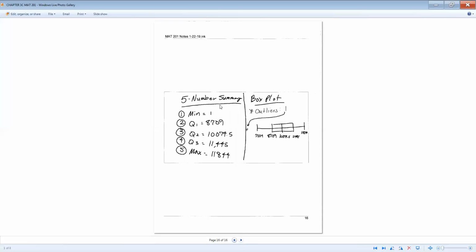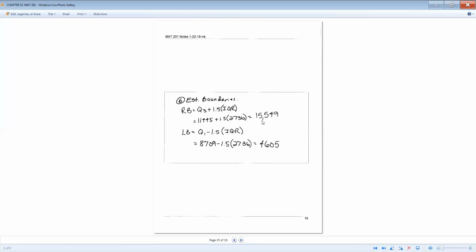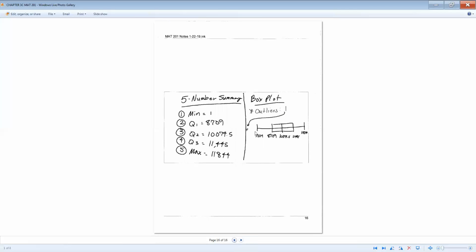So my 5-number summary: my smallest value is 1, 8709 is Q1, 10,074.5 is Q2, 11,445 is Q3, and the max value is 11,844. Now, are there any outliers? The answer is yes. When you go back, as far as 15,549, we don't have any values that are greater than that, but we do have one value that's less than the 4605, and that's the 1. And so we'll represent that 1 as an asterisk, and all your other values would be as such.